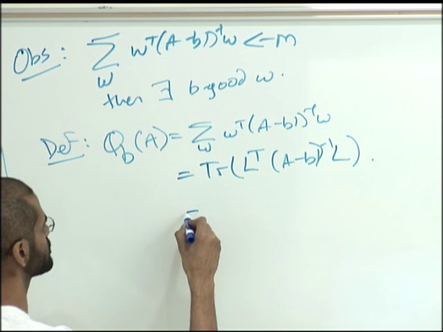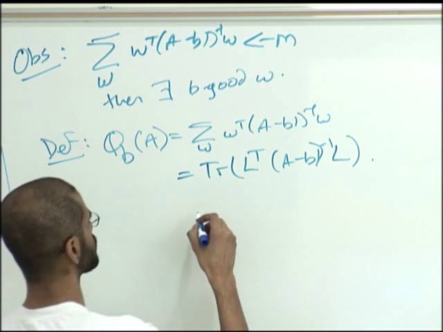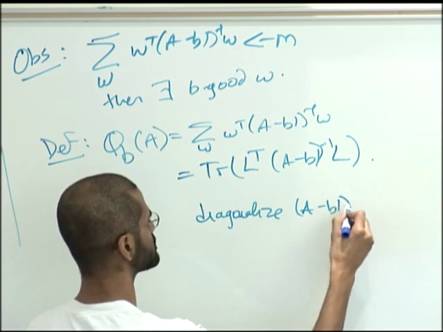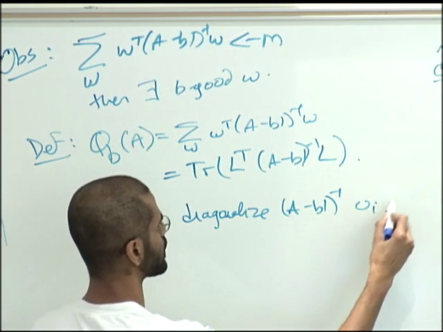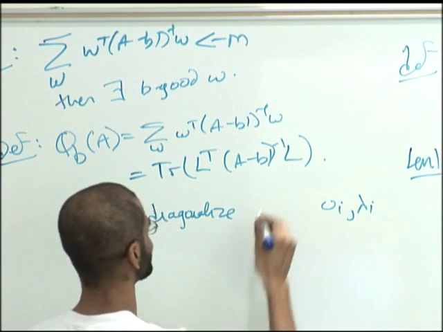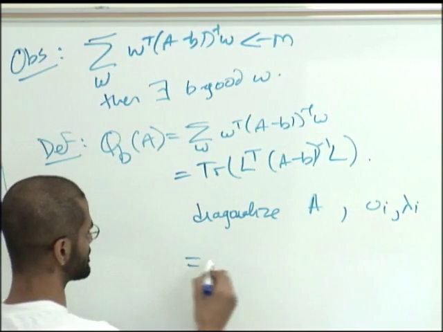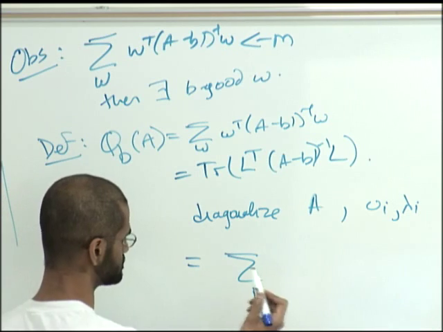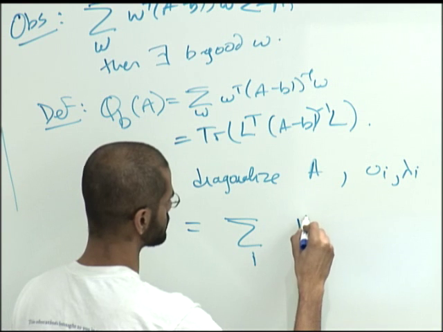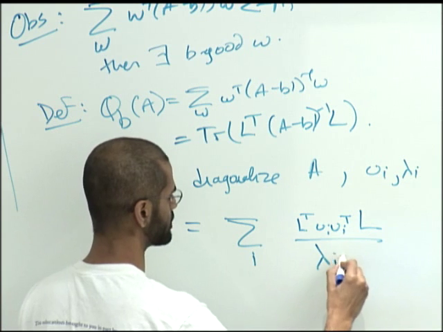So if I diagonalize A, and I get eigenvectors u_i and eigenvalues lambda_i, then this thing is equal to the sum over these i of L transpose u_i u_i transpose L divided by lambda_i minus B.